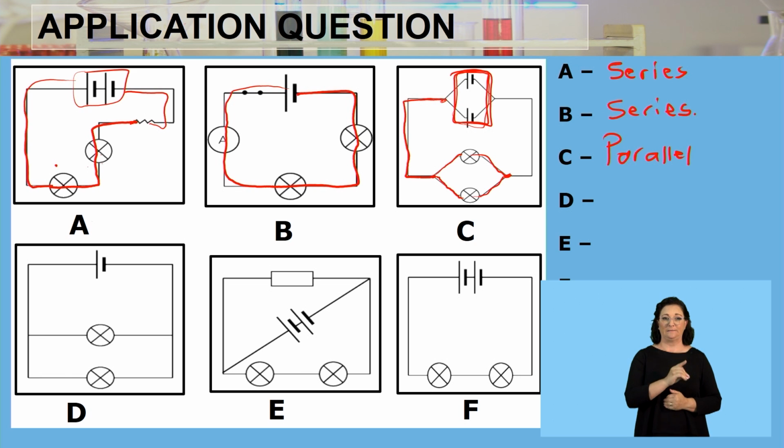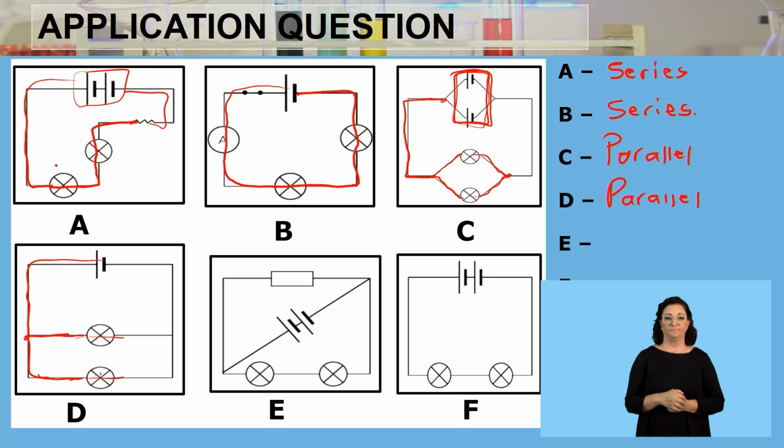And then D, again from the cell, once it gets to this part, it breaks into two equal parts. Assuming that the two light bulbs are identical, then we are going to break into two equal parts. So because there's more than one path to follow by the current, we are saying that this circuit is connected also in parallel.